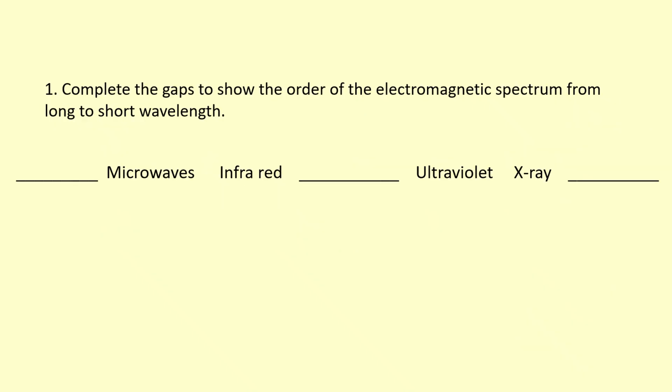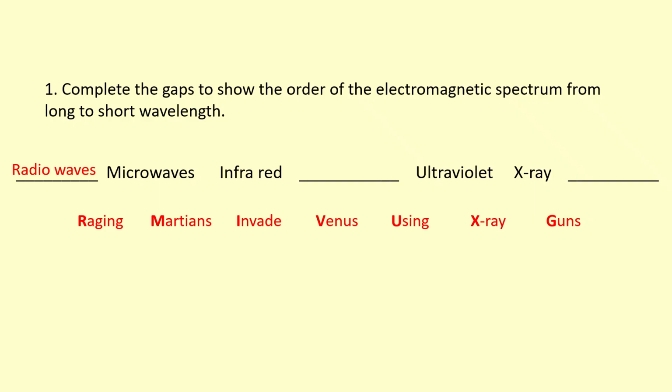First question here: we're going to complete the gaps to show the order of the electromagnetic spectrum, from the longest to the shortest wavelength. So I'm going to use my mnemonic: Raging Martians Invade Venus Using X-ray Guns. What does R stand for? That's radio waves. Then V is visible light, that's the light that we can see. And finally, you've got G at the end. That's going to be gamma waves.